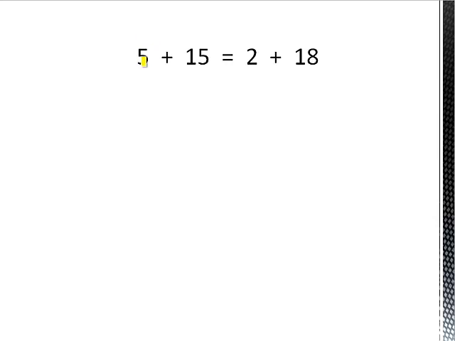However, if you wanted to join the 5 and the 2 up, can we just add them together? Does 7 plus 15 equal 18? No, it doesn't. So that's not possible. We cannot just join terms up by addition. However, what if we wanted to subtract the 2 from both sides? In that case, we'd have 3 plus 15 is equal to 18. And that's true and it works.